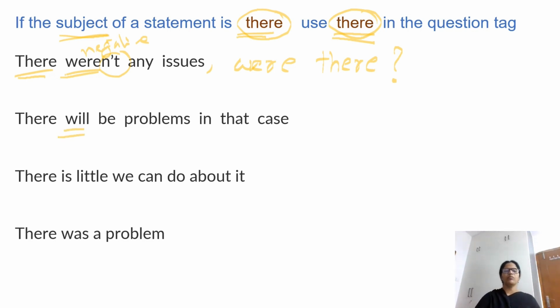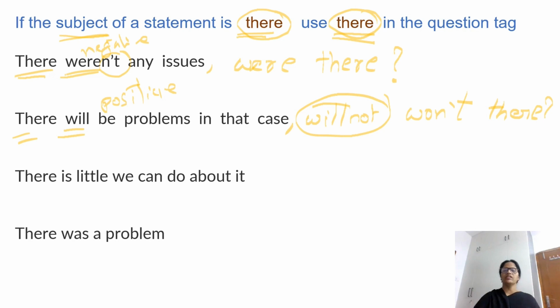There will be problems in that case. What is the helping verb? Will, and the statement is positive. A positive statement needs a negative tag. Will not. Contraction is won't. And you have there as a subject, so use the same there as a pronoun. Won't there.